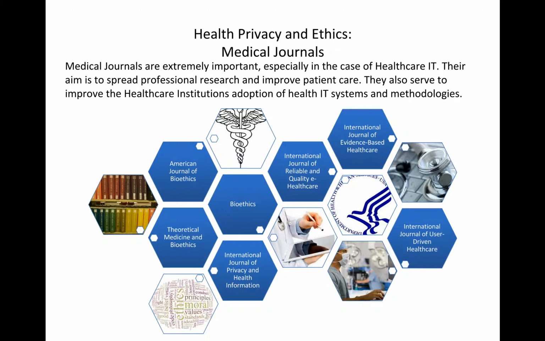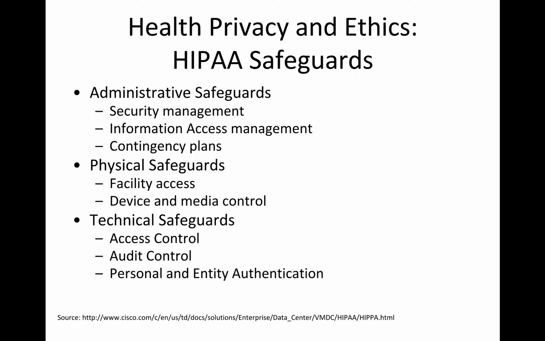There's the Bioethics Journal, Theoretical Medicine, Bioethics, American Journal of Bioethics, International Journal of Reliable and Quality e-Healthcare, International Journal of User-Driven Healthcare, and the International Journal of Privacy and Health Information. All of these journals are available through the Drexel Library resource, and if you go to our wiki, I've provided links for all of these journals.